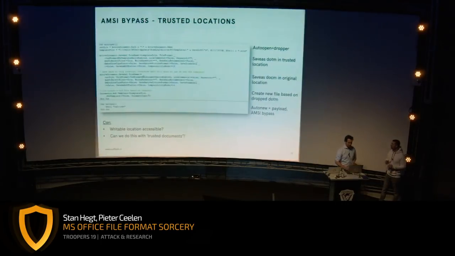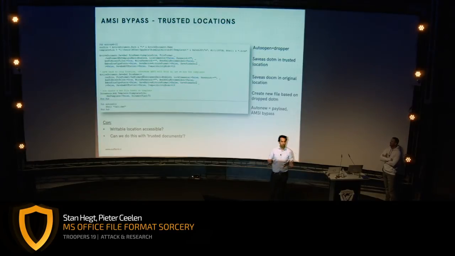So this is just a simple proof of concept. The first line is the auto-open event. This is an event which always fires if you open a document, like a docx or docm file. And it says, just now save myself into this AppData Roaming Templates directory, which is the default trusted location. And then save myself back into the original location. And then the last line says, create a new file based on this template, which is in this trusted location.